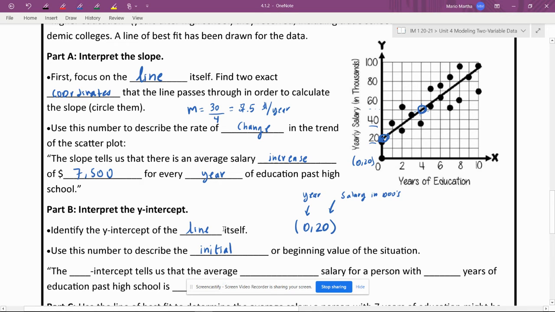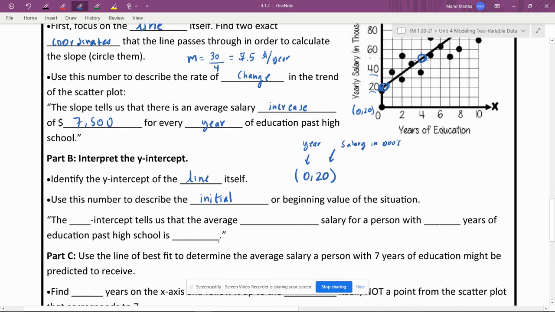So now we're going to fill out the rest of it. This is the y-intercept. So the y-intercept tells us that the average starting salary, right? Because remember, the y-intercept is also called our initial value. So we can say that the average starting salary for a person with 0 years of education past high school is 20,000, right? 20K.